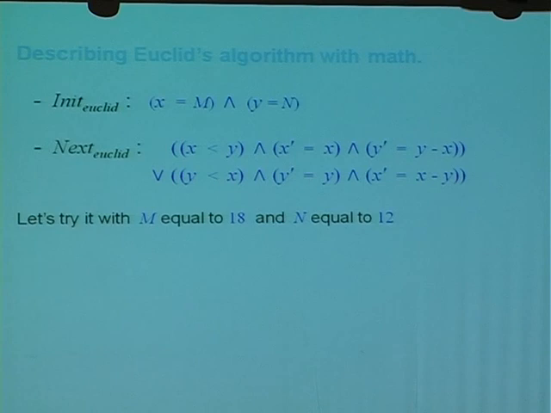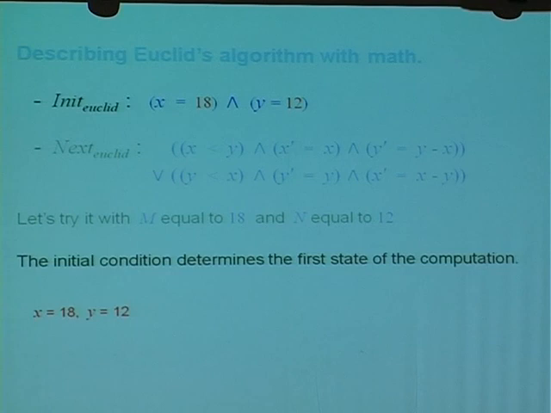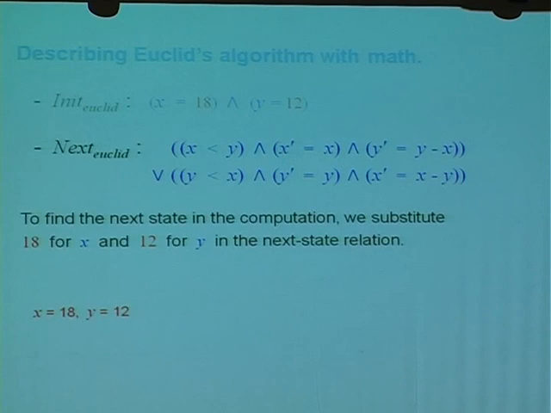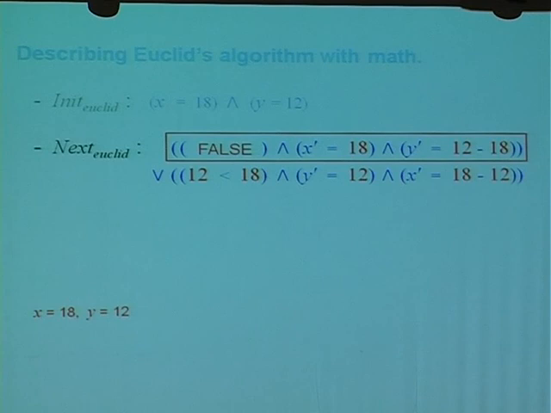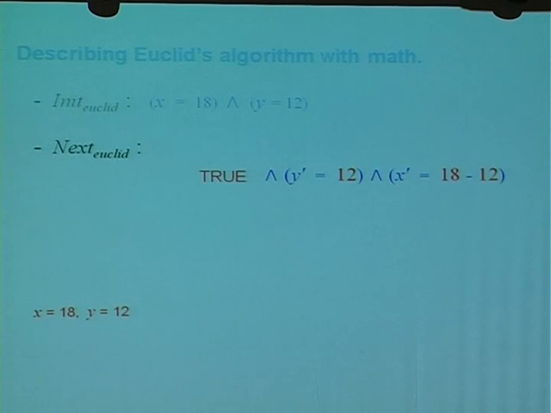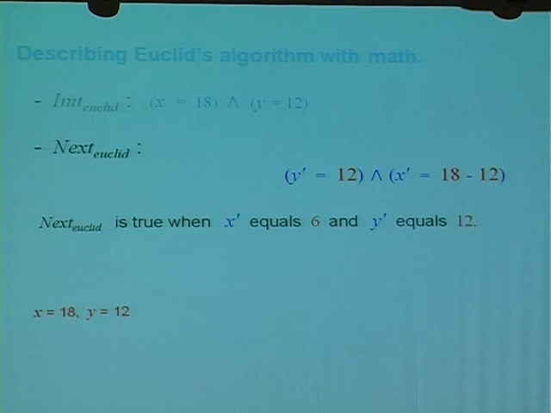Okay. Let's try it with this algorithm, M equals 18 and N equals 12. So the initial state, clearly there's only one possible initial state, X equals 18, Y equals 12. To find the next state, we substitute 18 for X and 12 for Y in the next state relation. We get this. This equals false, and false and anything equals false. False or anything equals that thing. This is true, and true and something equals that thing. So the only possible solution is X prime equals 18 minus 12, which equals 6, and Y prime equals 12. So that's the next state.